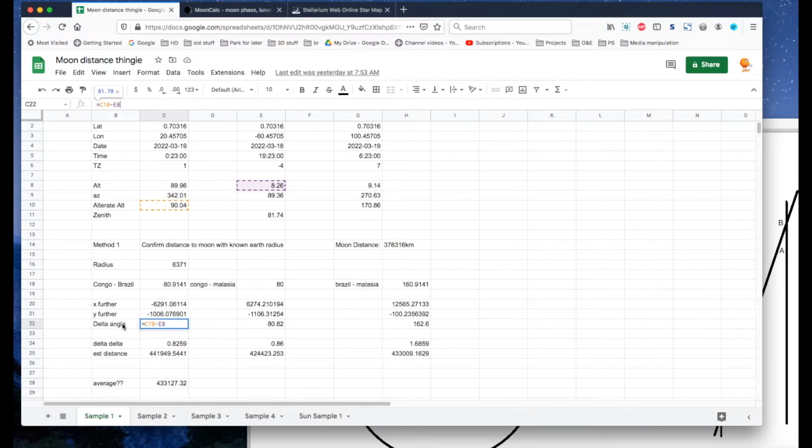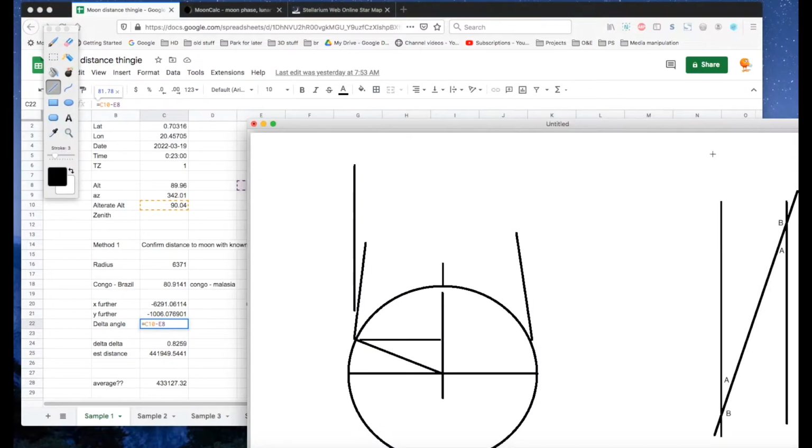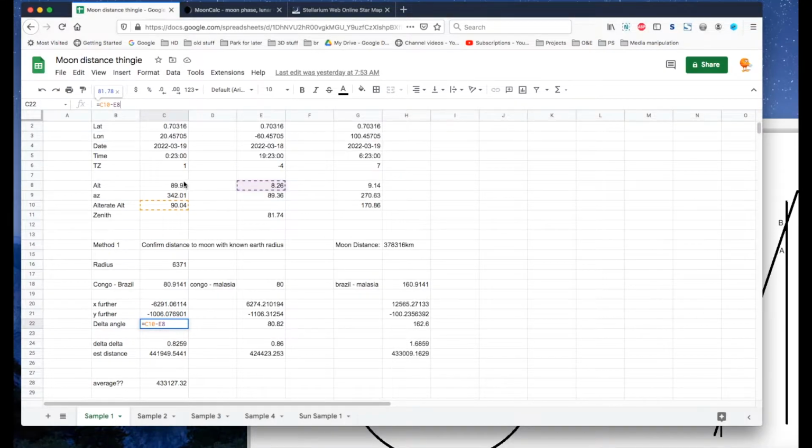And this is the difference in the observed angles between this one and this one. At this point, because the moon has just passed the GP of the Congo, and I couldn't be bothered to fix the time so that it was directly above, this observation was facing west, this one was facing east, so I had to create some sort of alternate altitude, so both observers were facing in the same direction.